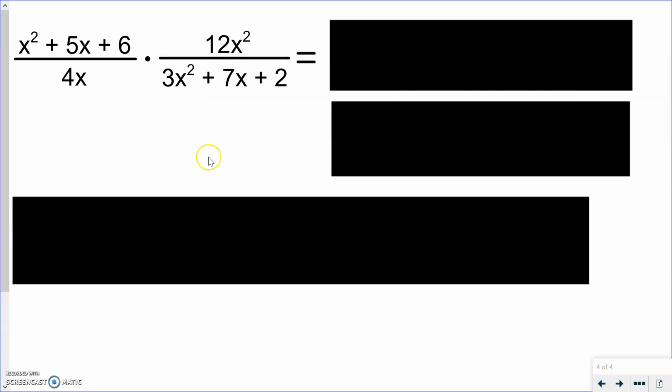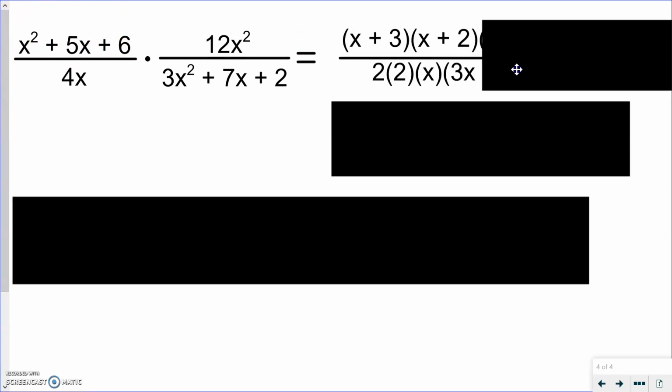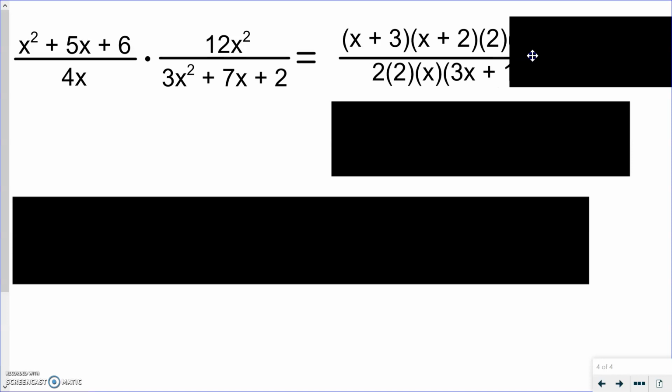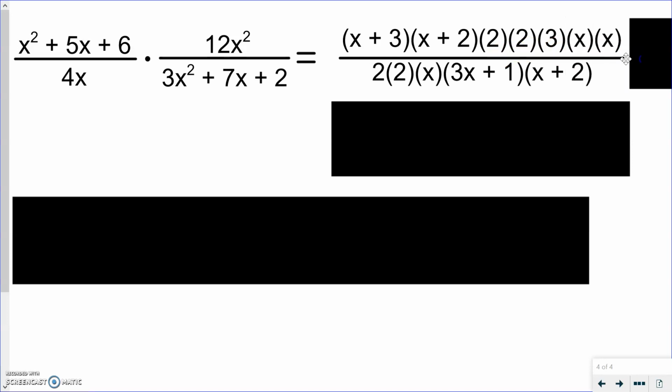Let's try one more. Here's the problem, that times that. So step 1, factor everything. This top has no GCF, but you can factor that trinomial. I do guess and check, so x, 3, 2, then it was plus plus. 12x squared. 12 you can break down to 2 times 6, but 6 is not prime. 6 is 2 times 3, so that's why you see me writing 2 times 2 times 3. That's 12. Then x squared is x times x. On the bottom, 4x, well, 4 is just 2 times 2, and then x is just x.